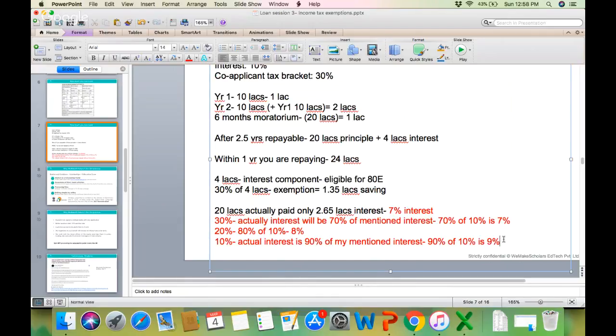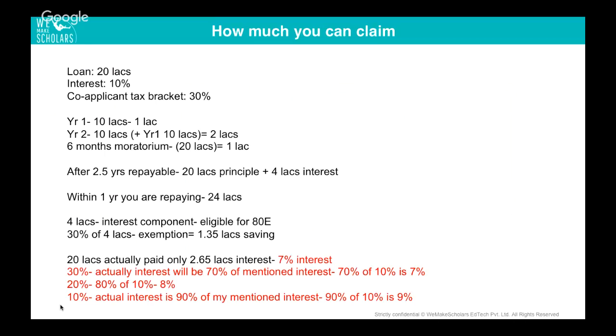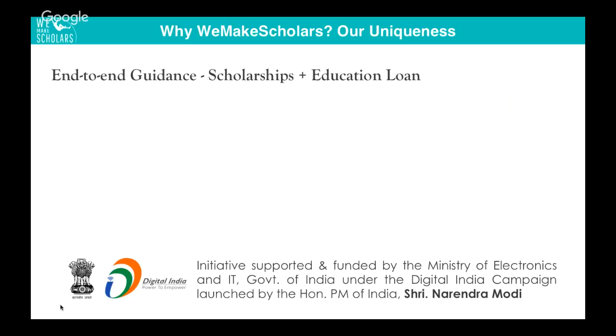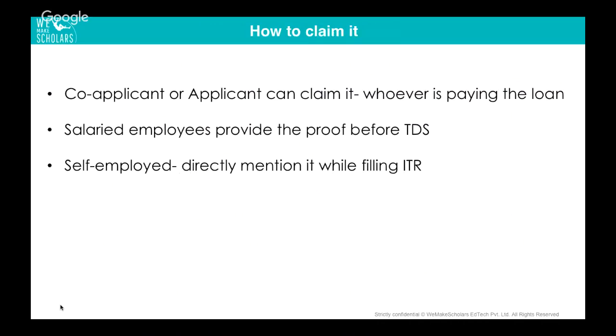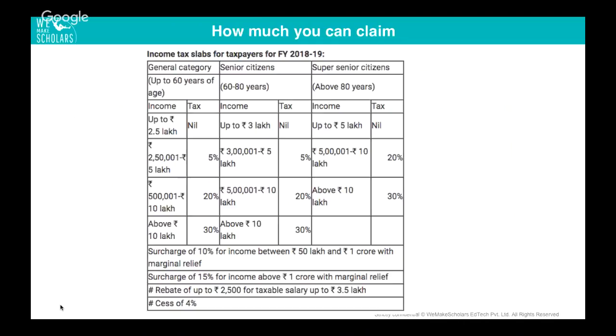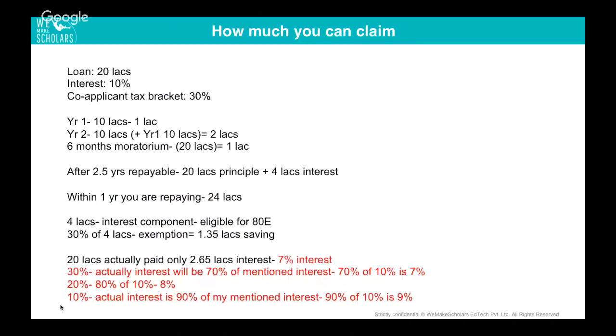I hope you guys got how to do the maths of finding out how much your actual interest will be. I can take it up further in the question section. So let me just wind it up. Now I have explained section 80E, who can claim the exemption, what the tax brackets are, and the maths of how much you can claim. I hope you got the point. If not, ask questions.